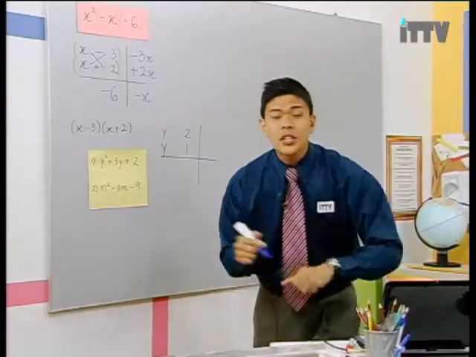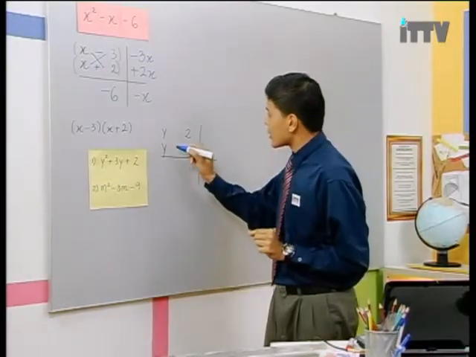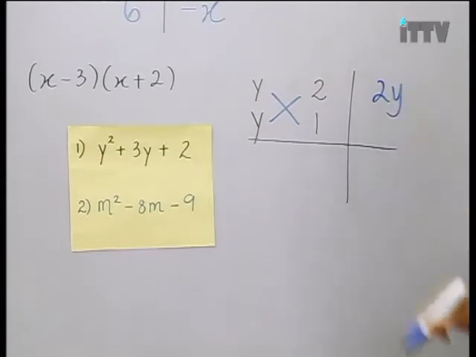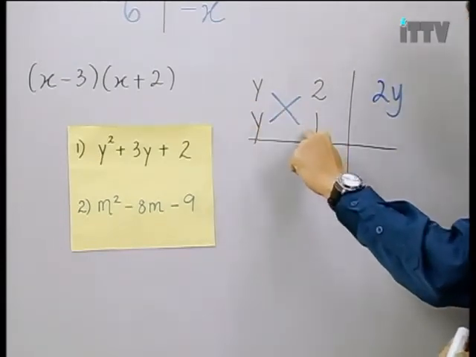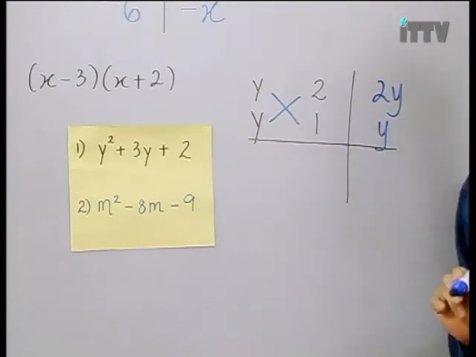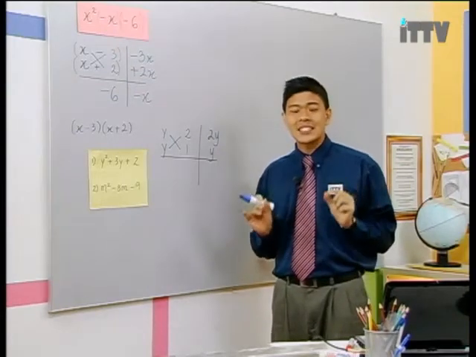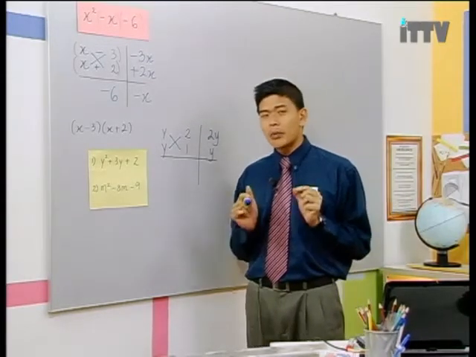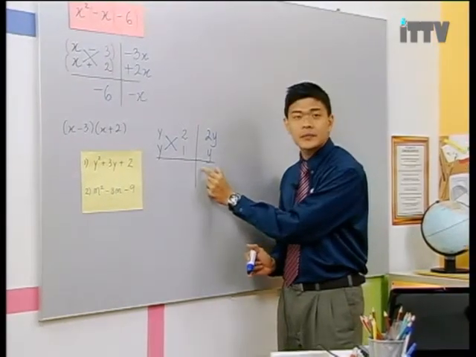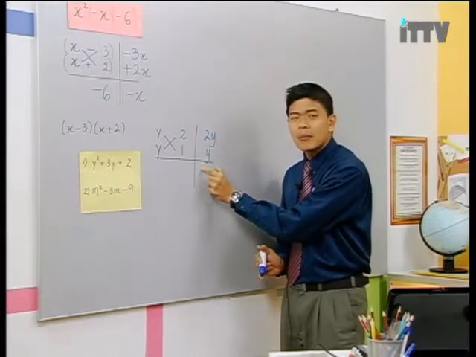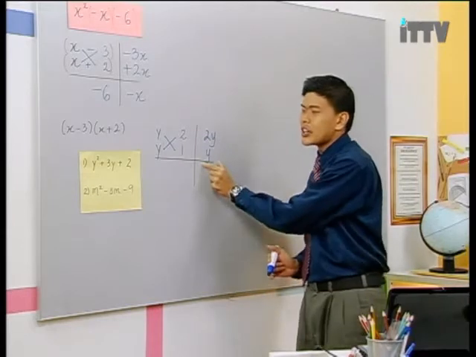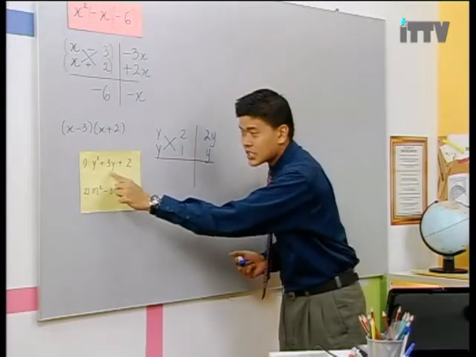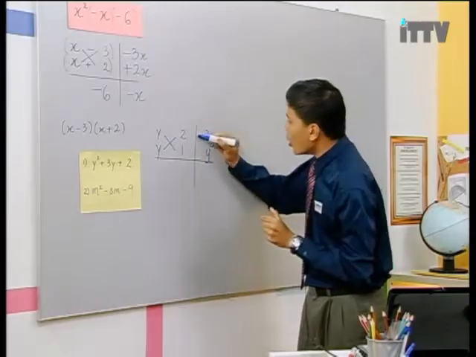Alright, the next step, which is step 3, is to apply the cross method. Cross and cross. And when you cross, y multiplied by 2 gives you 2y. Y multiplied by 1 gives you only 1y. Remember, you don't have to put any sign yet, positive or negative, until this step. How to determine the sign? Remember, the sign comes from checking this part here. How do you sum up or subtract this part such that you will get positive 3y? And there's only one answer. In order to get positive 3y from 2y and y, both must be positive.